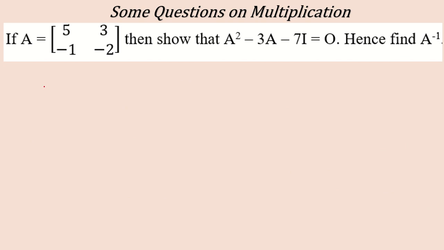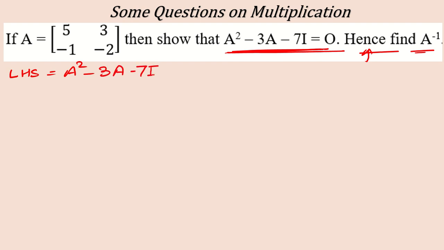See, they say if A is equal to this matrix, then show that this holds and hence find A inverse. Here this word hence is very important. Okay, that we'll see later on. But first we are going to show this part. Okay, see how you will do this. LHS is A square minus 3A minus 7I. I means identity matrix. So A square means you will not square the elements. This is the common mistake students make here, maybe in a hurry. Okay, so you will multiply the matrices.